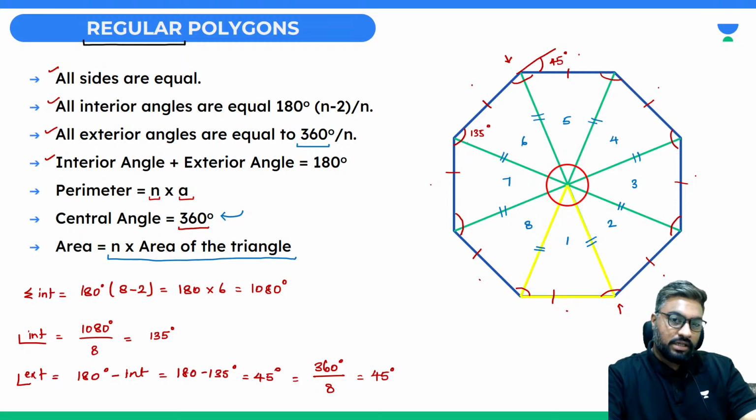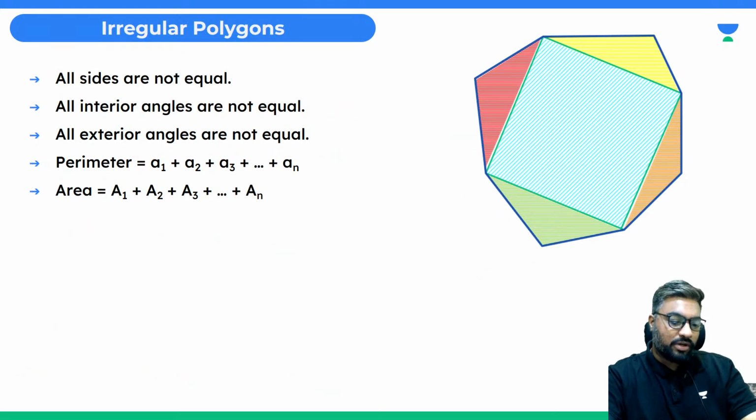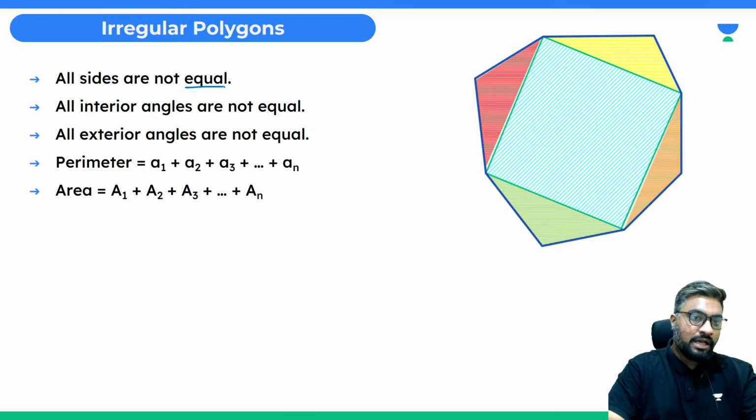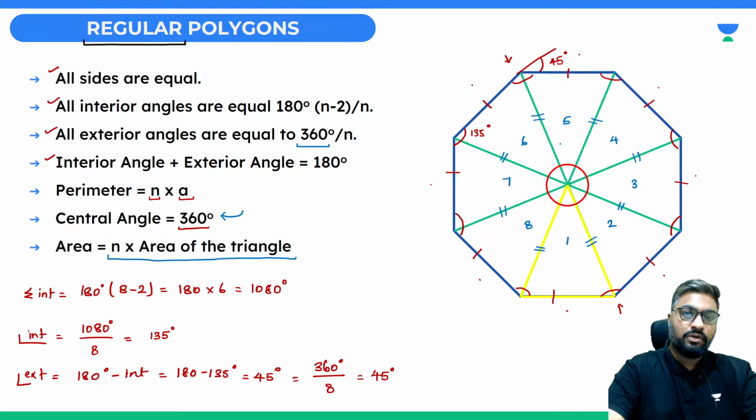All right. Next, we're going to talk about irregular polygons. In irregular polygons, the sides are not equal. If the sides are not equal, ultimately the interior angles will not be equal. Yes, Ria, correct. If you look at this, this is 45 degrees, this will also be 45 degrees, because this is also 360 by 8, this is also 360 by 8.